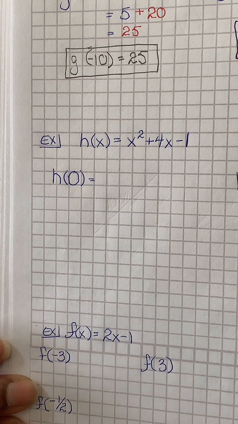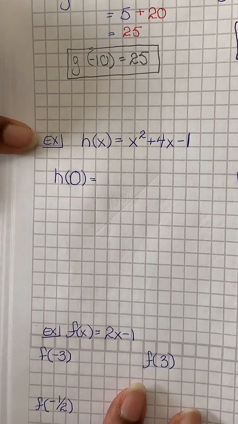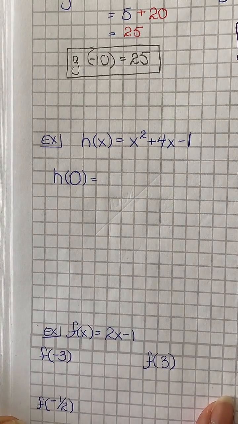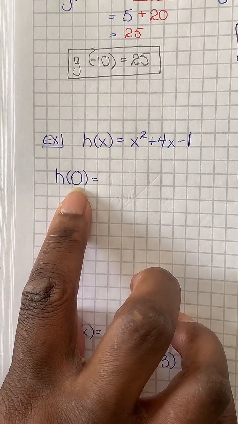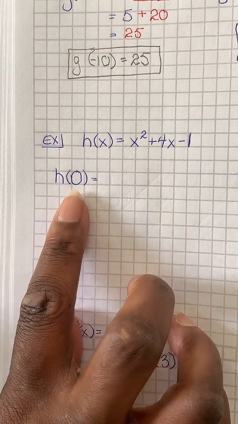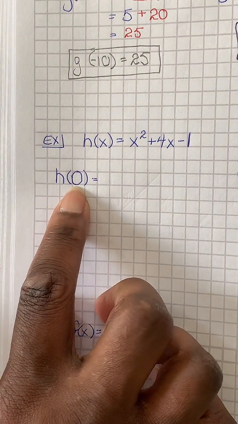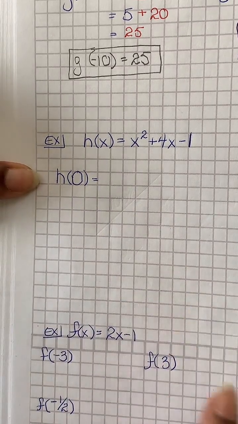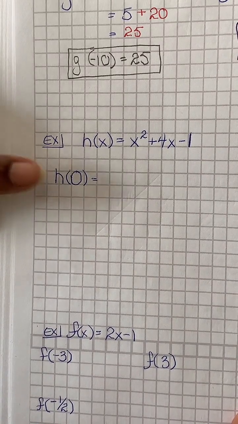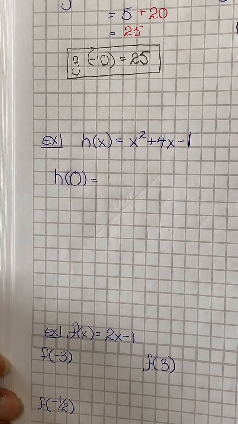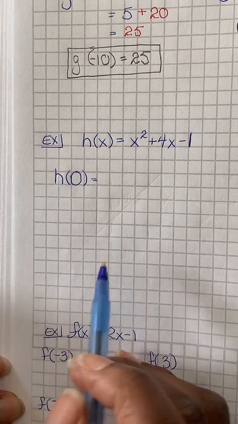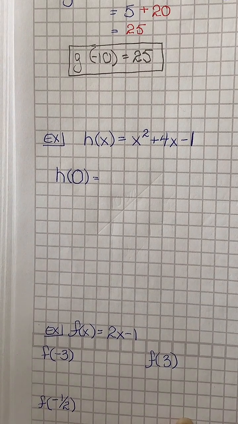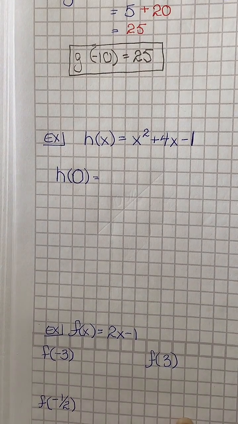All right. Okay. So now we have a new function. We have the H function. And we're doing the H of 0, not ho. That's why I made the 0 a lot bigger. So think about it. What would be my H of 0? Without any calculations, what will be your H of 0?